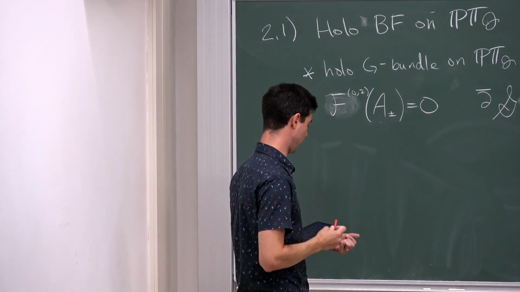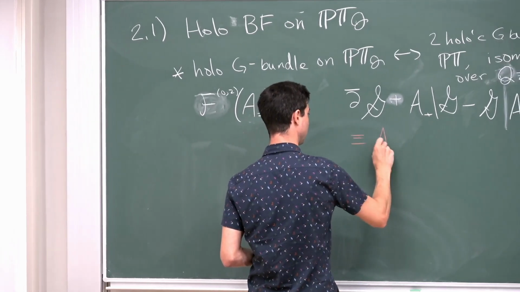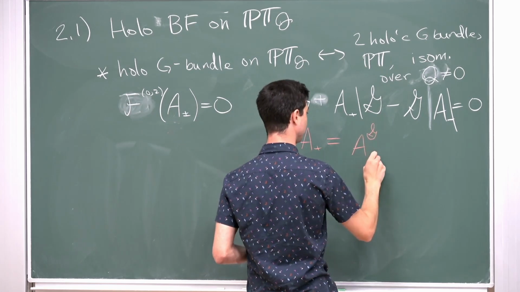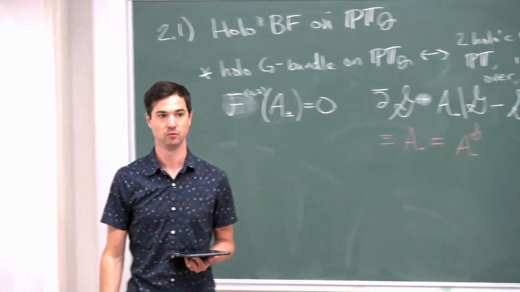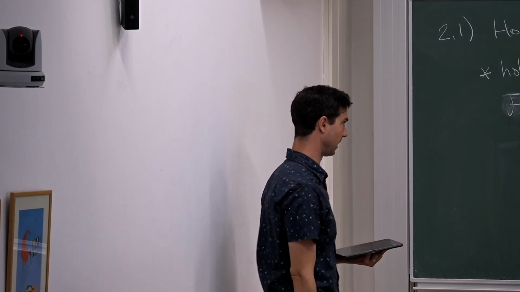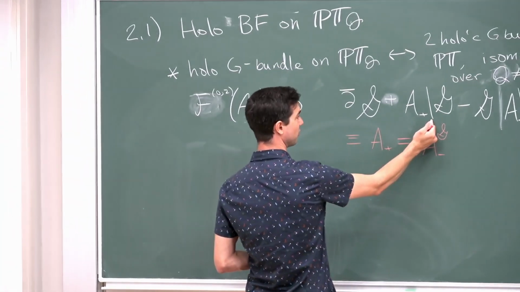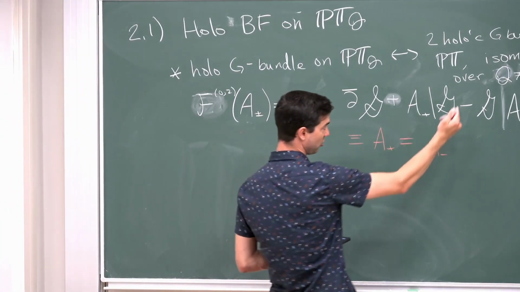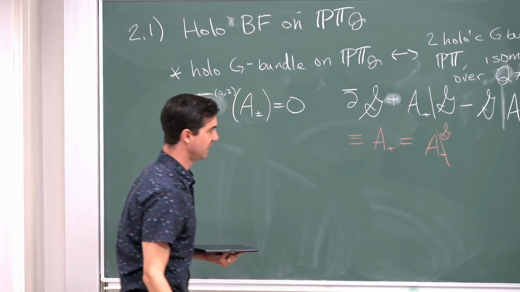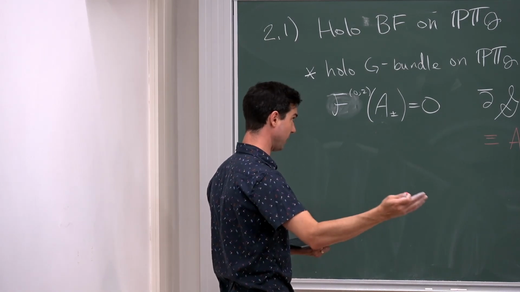And if you act with G inverse, this is equivalent to saying that A plus is equal to the gauge transformation of A minus with respect to G. So these two gauge bundles are related by a gauge transformation over Q not equal to 0. This vertical slash indicates that I'm restricting it to this open set. And so this is in principle some invertible map from Q not equal to 0 to my gauge group G.